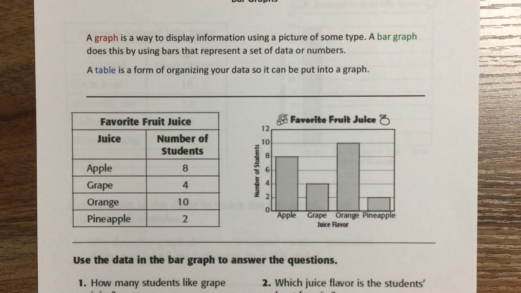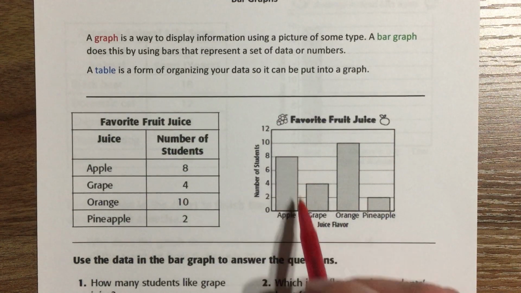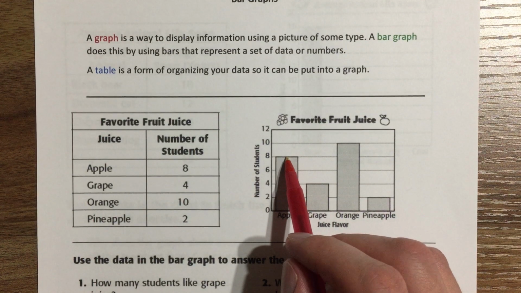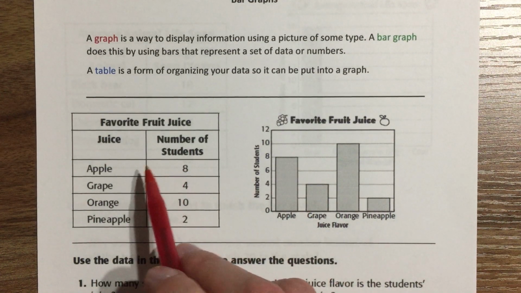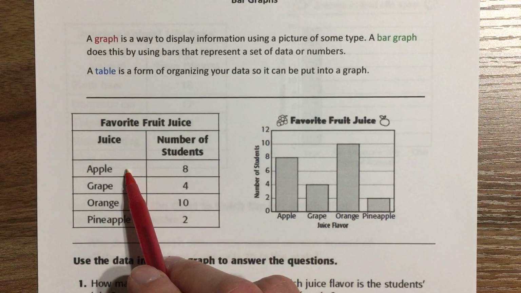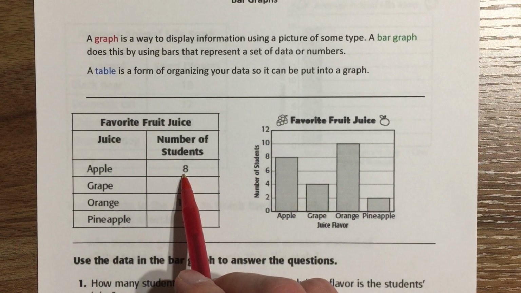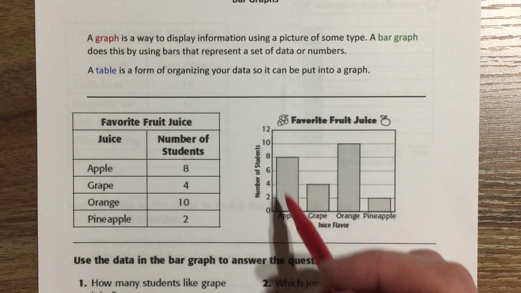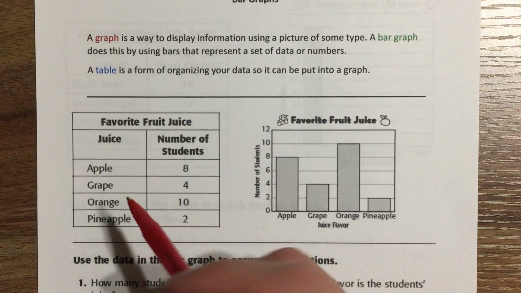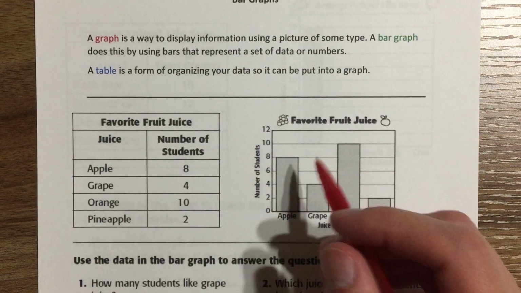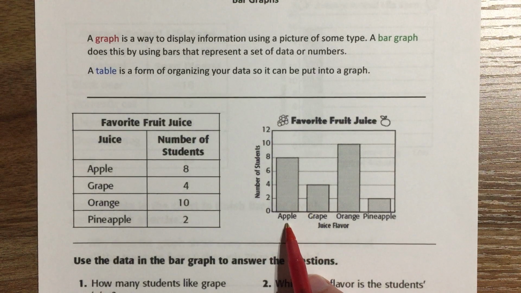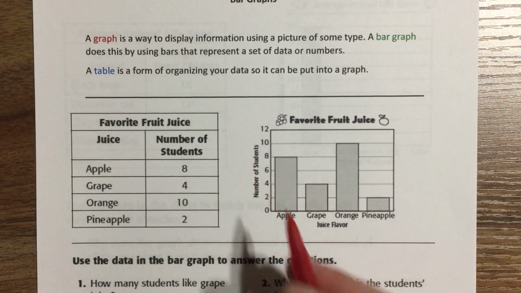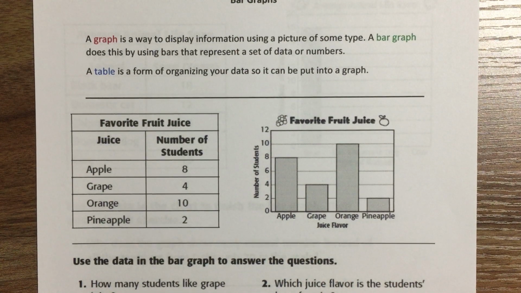We have 4 different bars. There's a bar above apple, and you notice that bar goes all the way up to this number 8. Over here in the table, the number of students that liked apple juice was 8. That's exactly why that bar goes up to 8, because that bar is telling me in picture form how many students liked apple juice. When you want to look at apple, we follow that bar up until it stops. Where does that bar stop? It stops at 8, the number of students that liked apple juice.